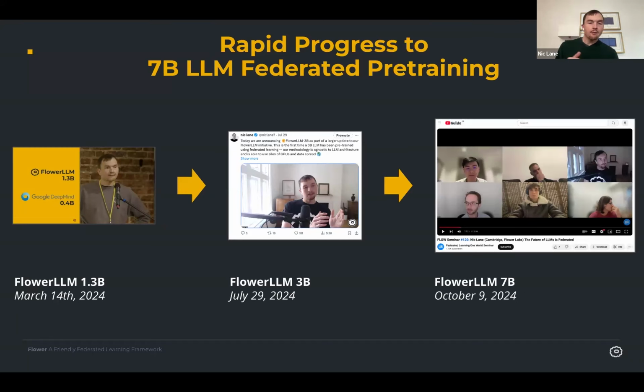By July, we'd reached the ability to do this at 3 billion. And then in October, during the Flower seminar series, the seminar series that targets federated learning researchers, we announced that we've managed to scale this to 7 billion. We've trained these models to completion. We've done things like downstream task evaluation.